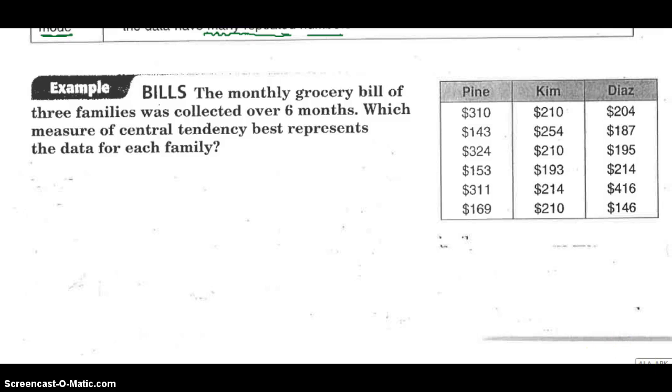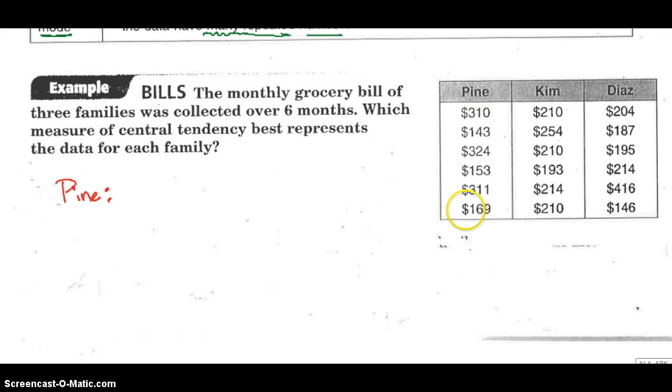Let me slide over, make sure we're not missing anything. All right. The grocery bill, 3 families collected over 6 months. So these are the three families. Which measure of central tendency best represents the data for each family? Okay, so first let's look at the Pine family. Sometimes it might be helpful to copy the data down from least to greatest. So let's do that. 143, 153, 169.